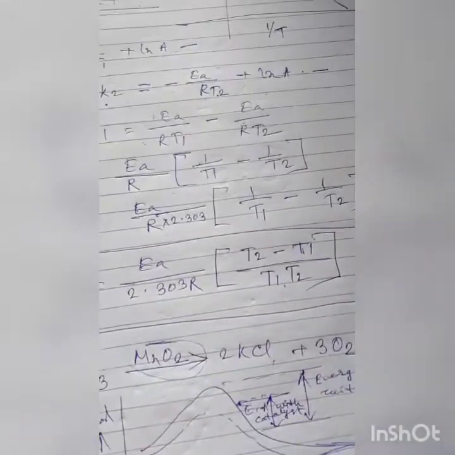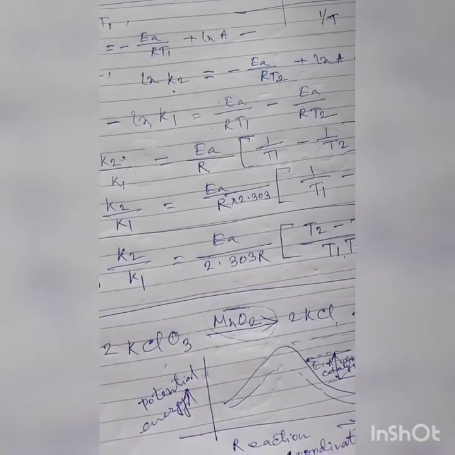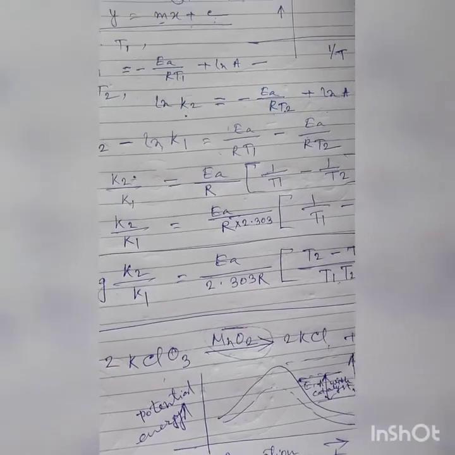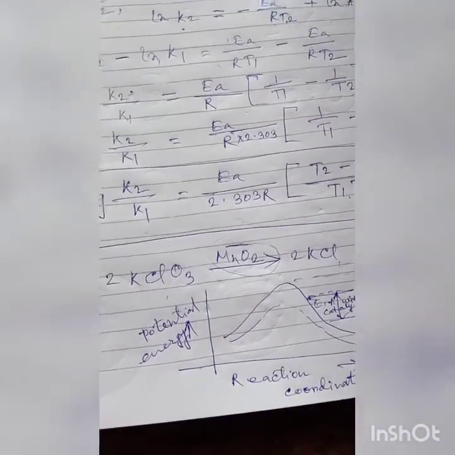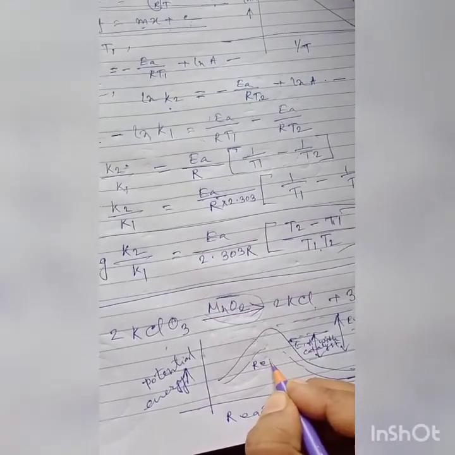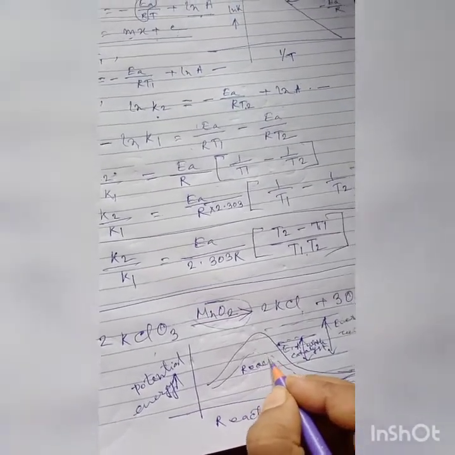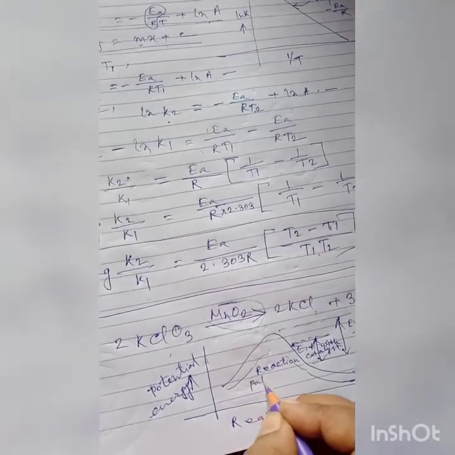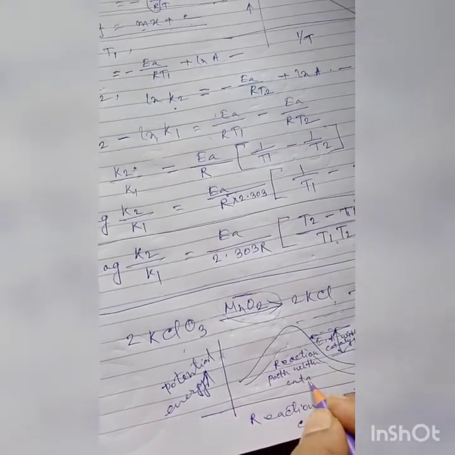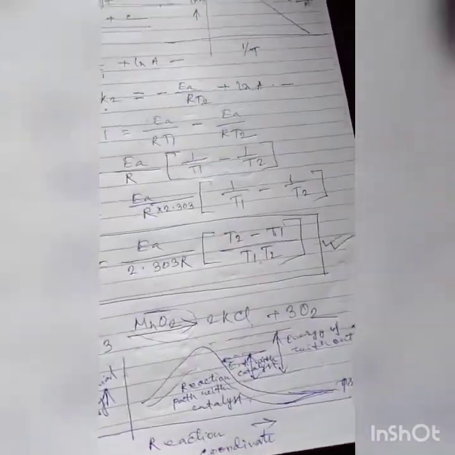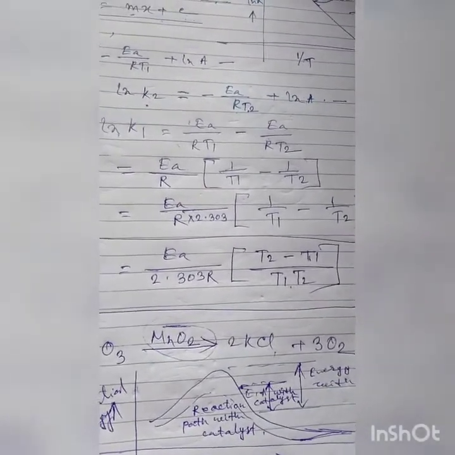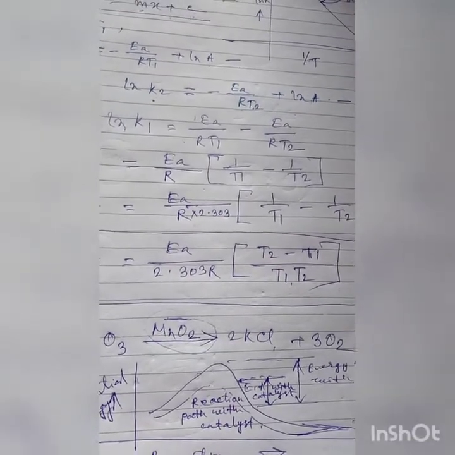It is clear from the Arrhenius equation that the lower the value of activation energy, the faster will be the rate of reaction. And this area is the reaction path with catalyst. Reaction path with catalyst. So a small amount of the catalyst can catalyze a large amount of reactants.